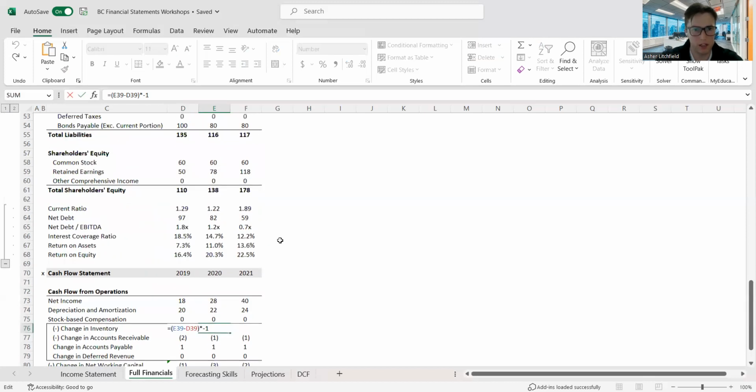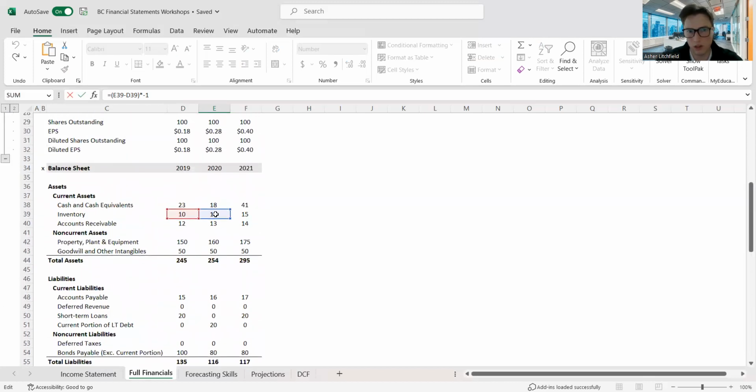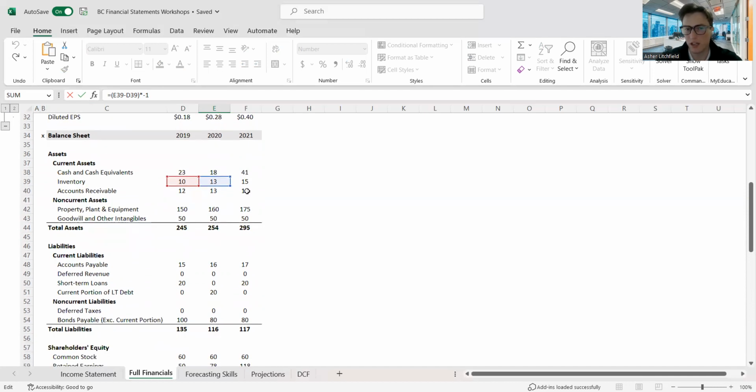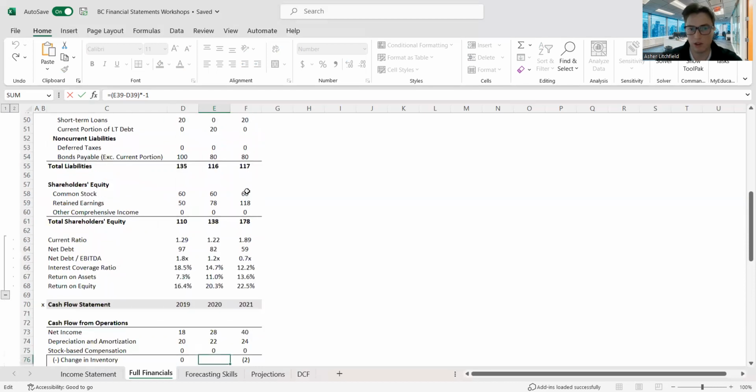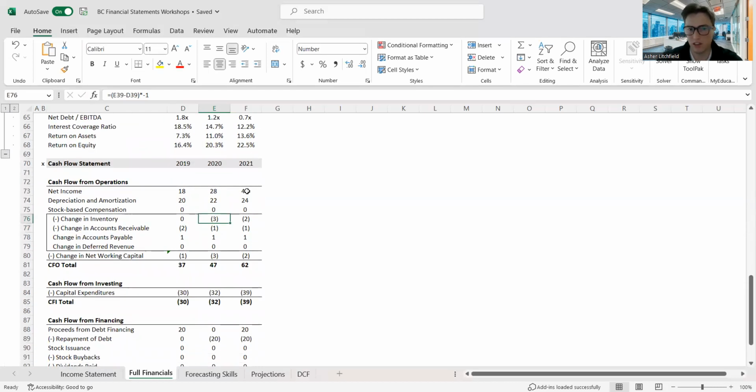So I'll show you the formula. Right here, we're looking at inventory in 2020, subtracting it from inventory in 2019. So it went up by $3. So this right here is $3, multiplying it by -1. We're just saying, because it went up by $3, cash has to have gone down by $3 in those years. Okay, and we can see that this is a -3. Accounts receivable is the same thing. It's also a use of cash. In order for accounts receivable to increase, you have to have used up cash at some point.